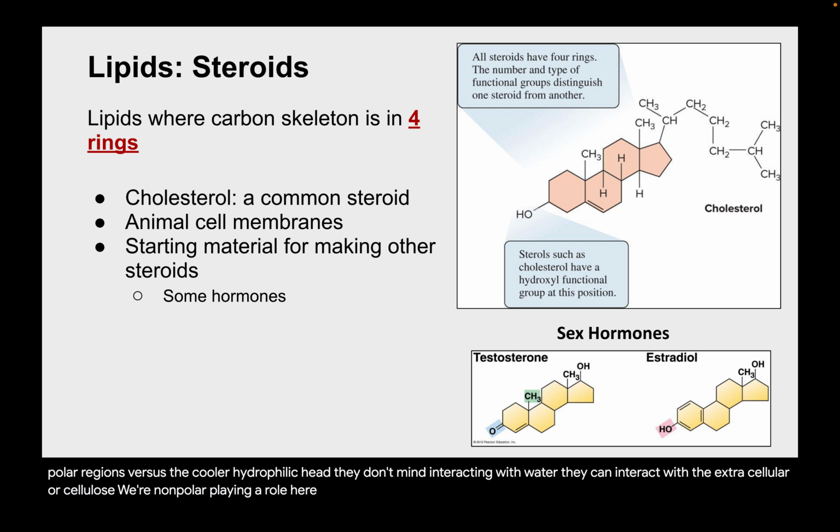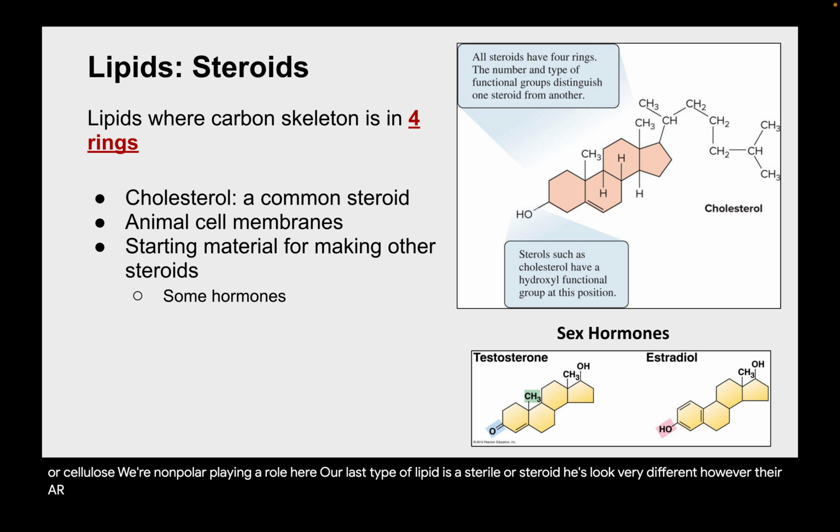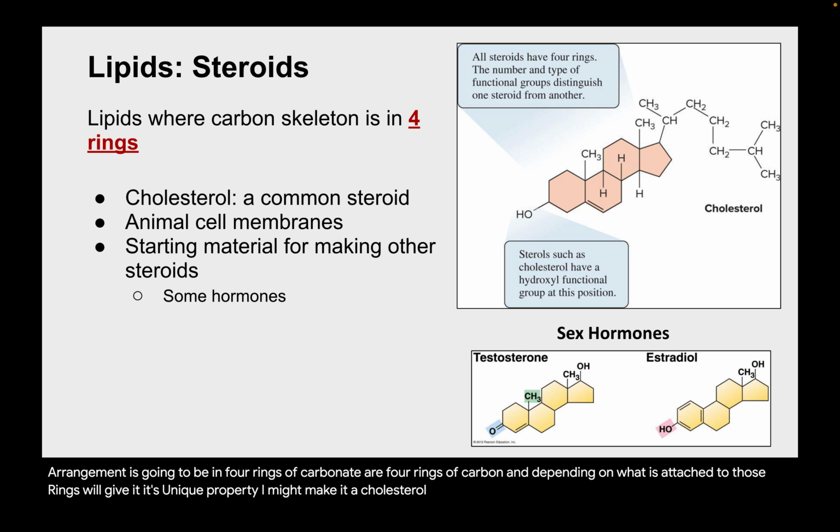Our last type of lipid is a sterol or steroid. These look very different, right? These are not similar to fats. They are not similar to phospholipids. However, their arrangement is going to be in 4 rings of carbon. So the lipids in this case are 4 rings of carbon. And depending on what is attached to those rings will give it its unique property. It might make it a cholesterol, or it might make it a hormone.